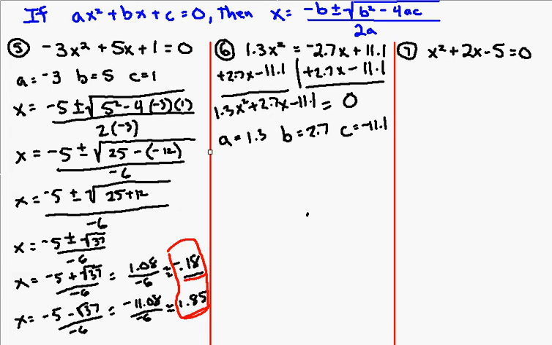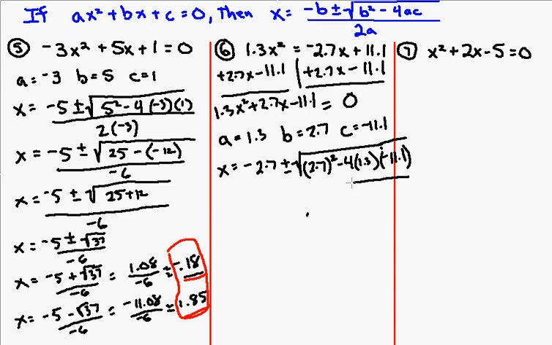So using the quadratic formula then, let's try that again. That should be x equals negative 2.7 plus or minus square root of 2.7 squared minus 4 times 1.3 times negative 11.1, all over 2 times 1.3.